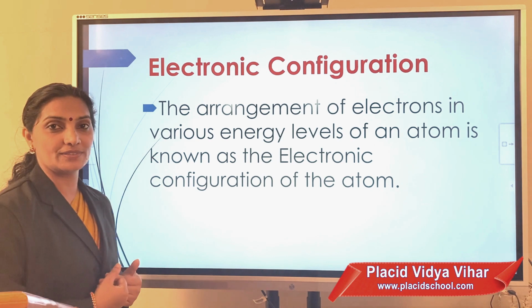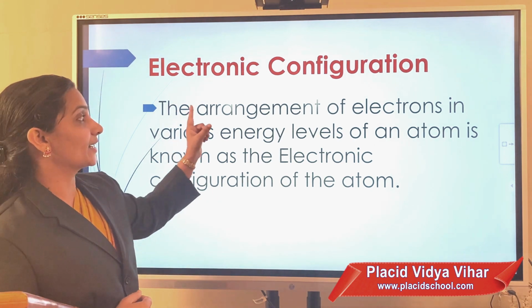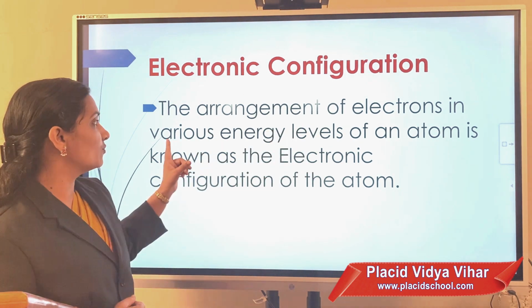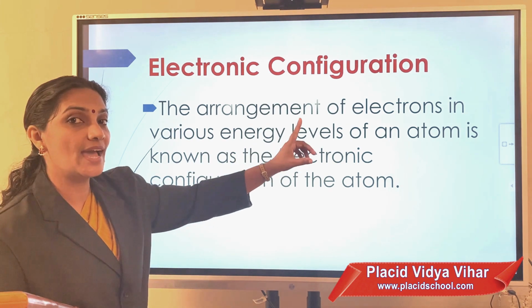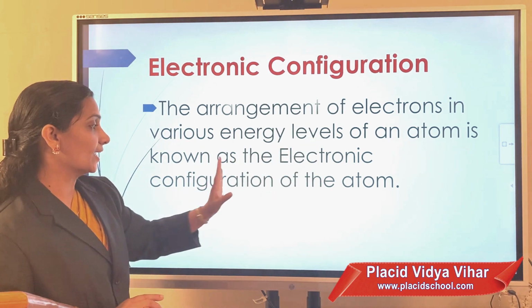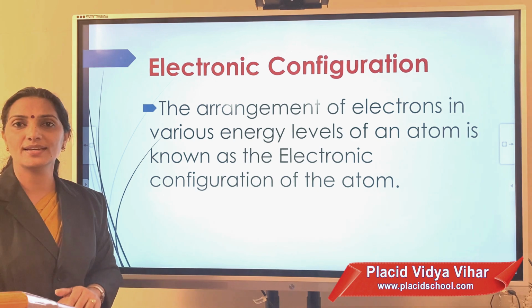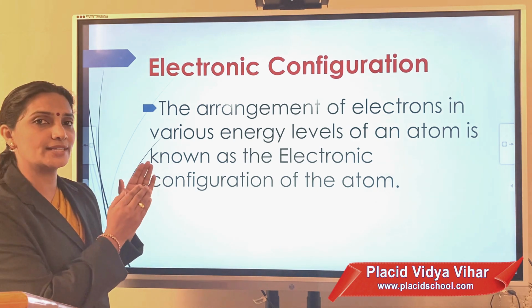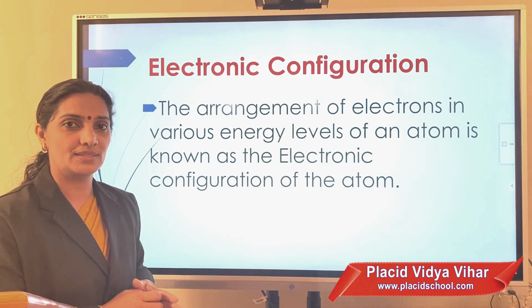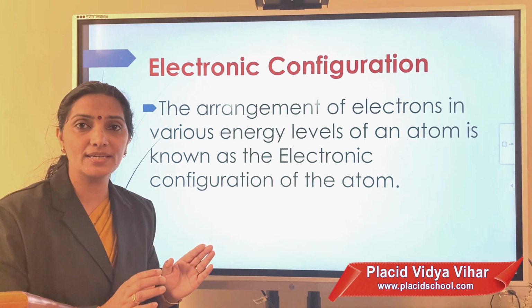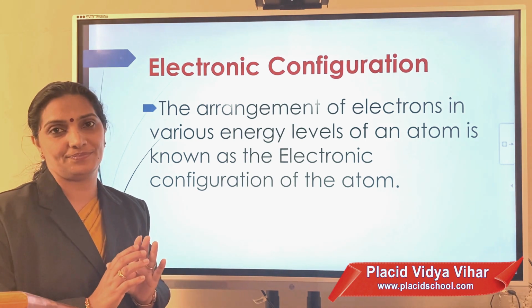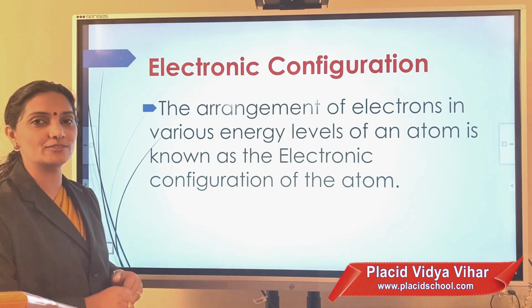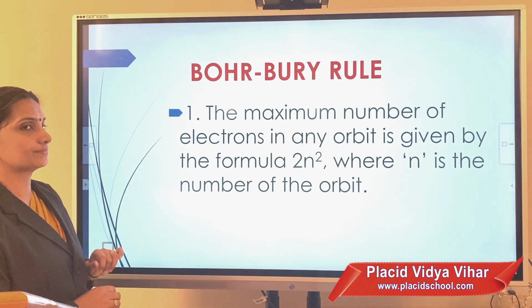What is electronic configuration? The arrangement of electrons in various energy levels of an atom is known as the electronic configuration of the atom. How is this arrangement possible? This is completely governed by the Bohr-Bury scheme. Let us see the important rules of the Bohr-Bury scheme.